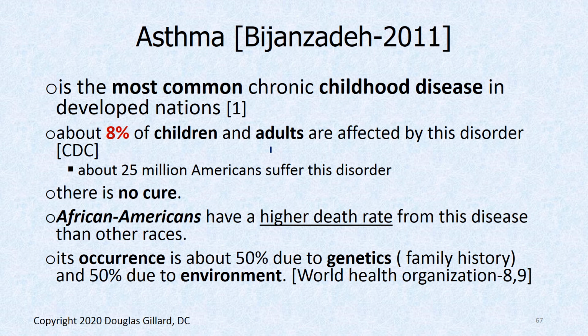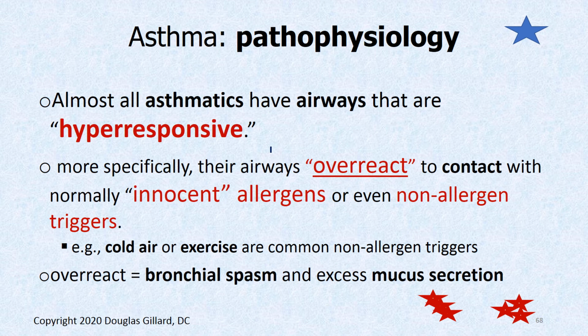Asthma is the most common chronic childhood disease in developed nations. Look at this number. 8% of children and adults are affected by the disorder. There's no cure for it. African Americans have a higher death rate from the disease than other races, and we don't know why that is. About 50% of it seems to be related to genetics. So if mom and dad have asthma, you have a pretty good chance of getting asthma yourself. The other 50% is from the environment, whether or not you're allergic to environmental or even non-environmental factors we'll look at.